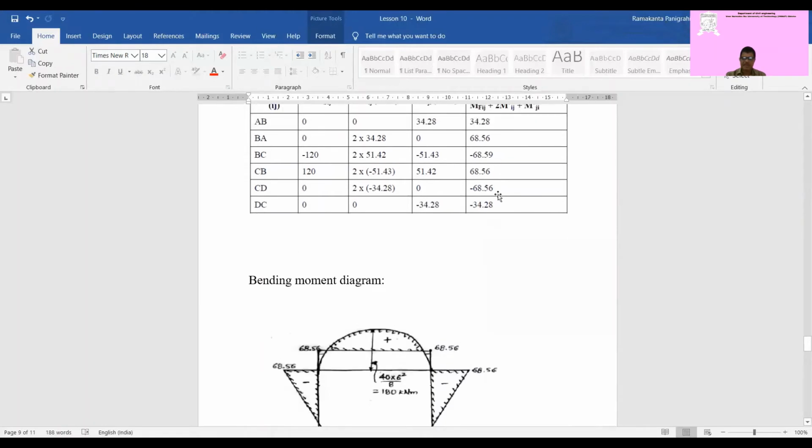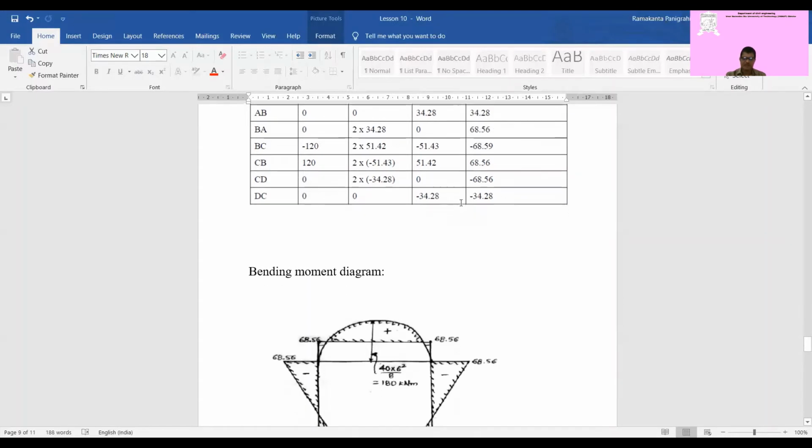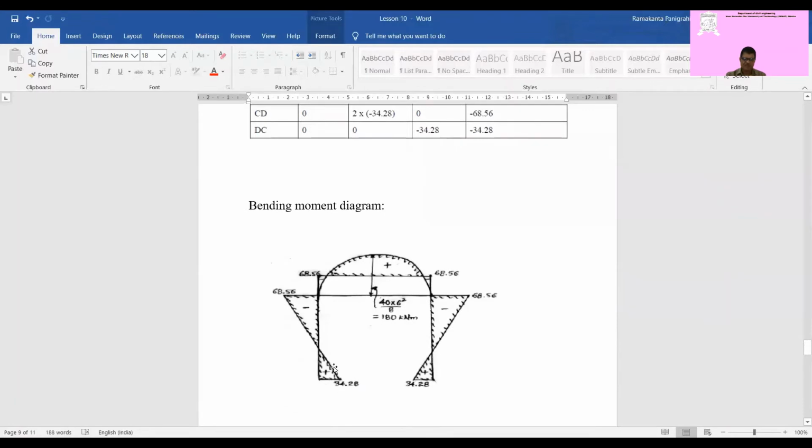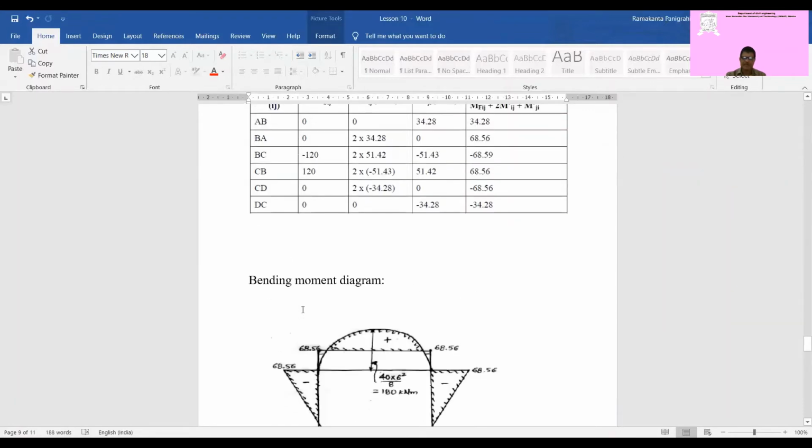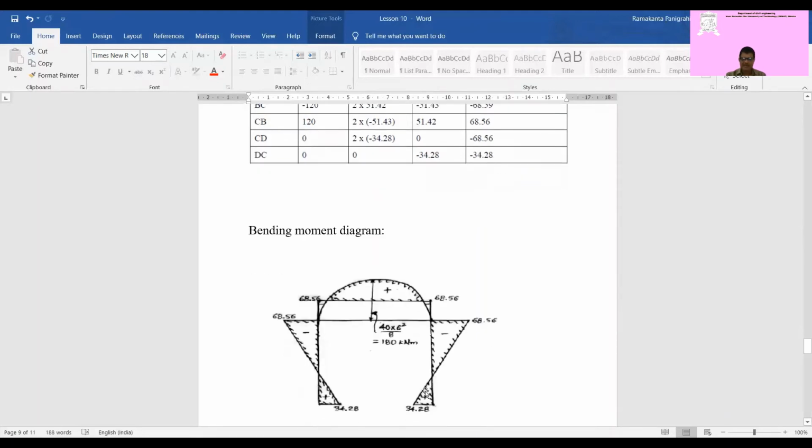Now, in AB, the moment is clockwise, which means positive. In BA, it is clockwise, so the bending moment will be negative. You can see clockwise movement is positive. Here the clockwise movement means negative. And here it comes minus 68, so anti-clockwise is negative. Here comes plus 68, so clockwise means negative. Here minus, anti-clockwise, so it is negative. And this is anti-clockwise here, which means positive.